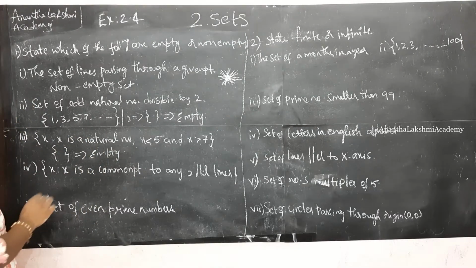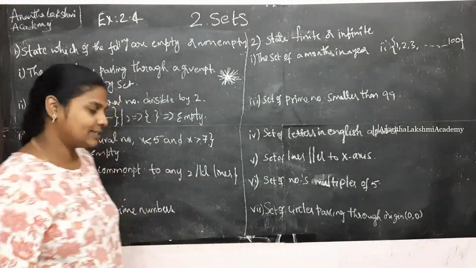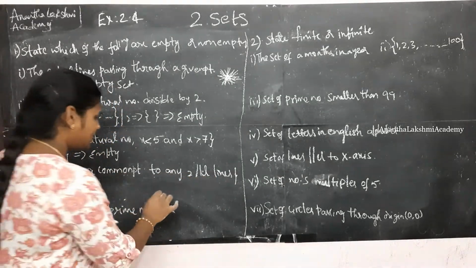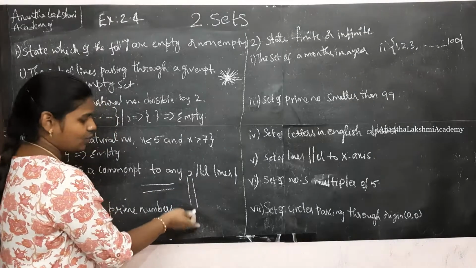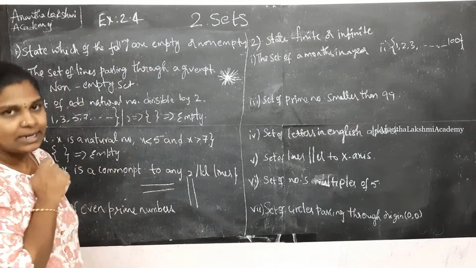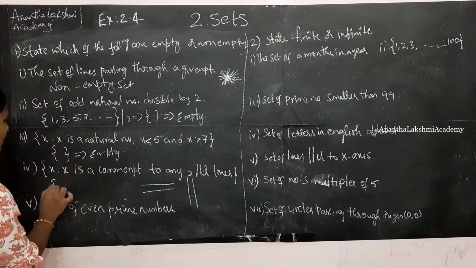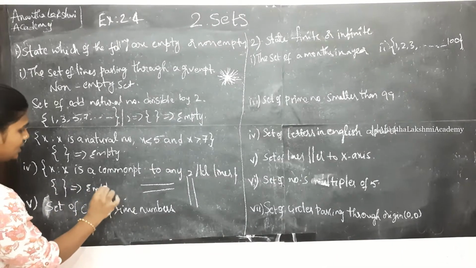Next, the fourth bit: x such that x is a common point to any two parallel lines. Parallel lines can be horizontal parallel lines or vertical parallel lines. They go on like this. There is no meeting point for those parallel lines. So this is an empty set.